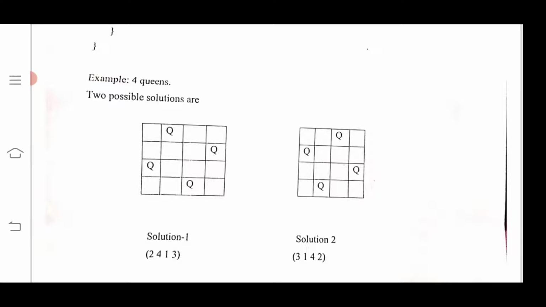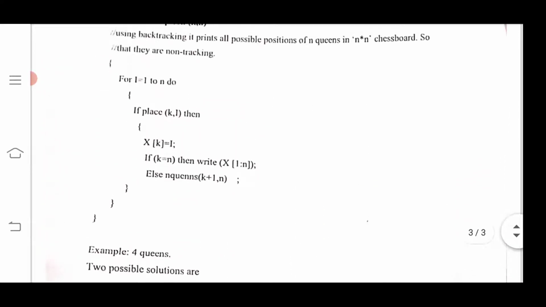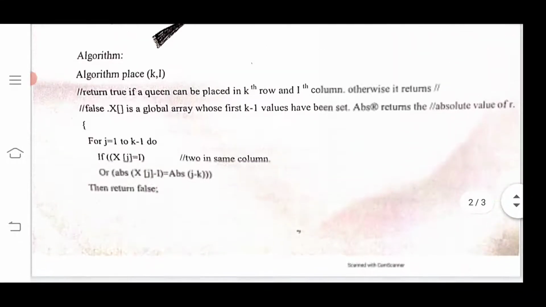And look at the second solution vector. I have to place the queens in the third row, first row, fourth row, second row. The n queen problem is to place n queens in an n by n matrix. This is the example: 2 possible solutions are possible in the 4 queen problem. Let us see the algorithm of the n queen problem.